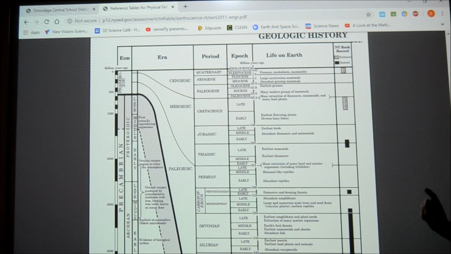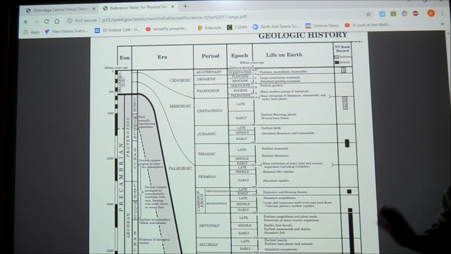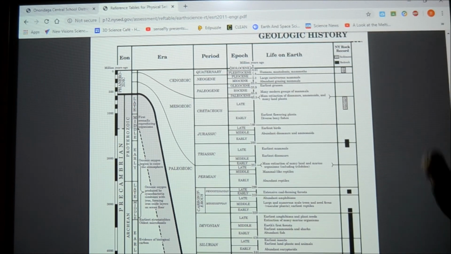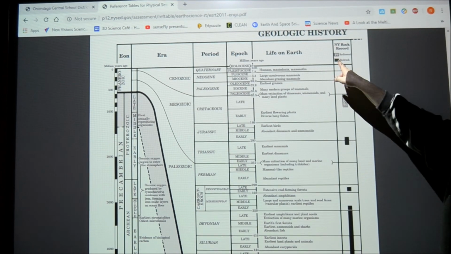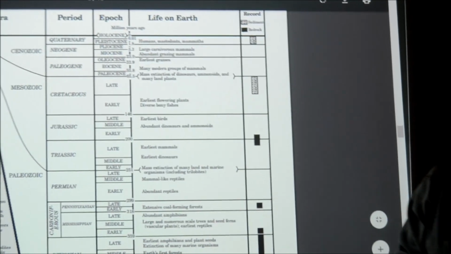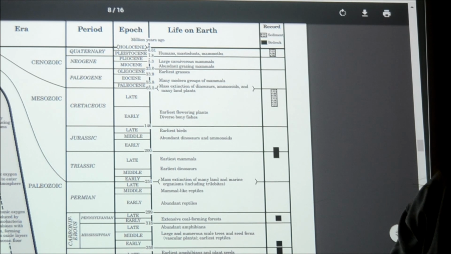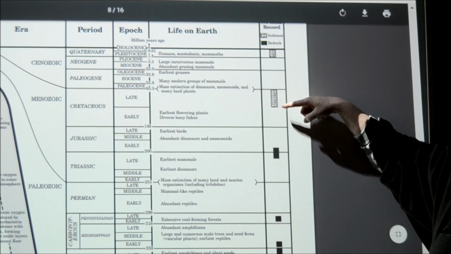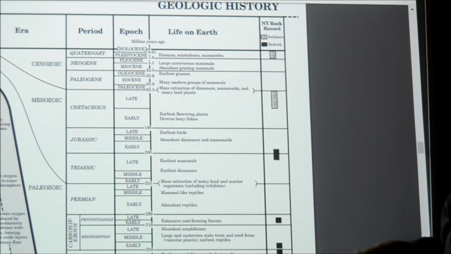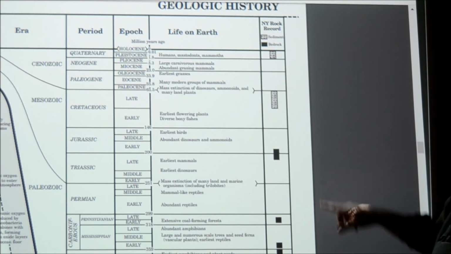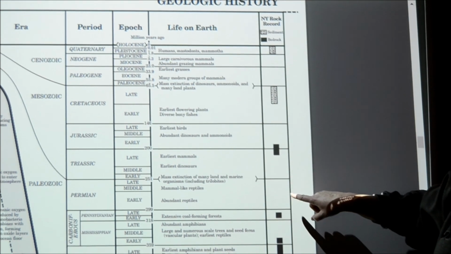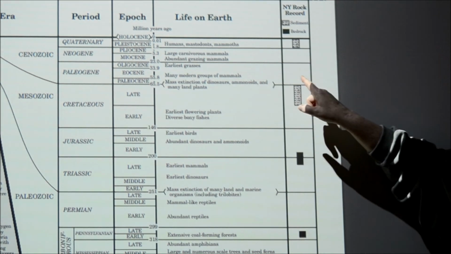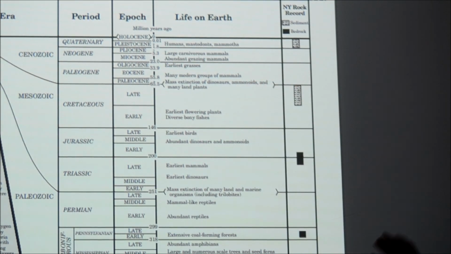Okay, the one thing I forgot to mention on page 8 of your reference table was this column, known as New York Rock Record. All right, if you have the black in that section, that means they have evidence or they have found rock record to go with that time period. The gray area, as it shows right here, is sediments. So if you look at your reference table, you'll notice that the areas right here in the Permian, there has been no rock record, nor in the Paleogene or Neogene. All right, there's no rock record.